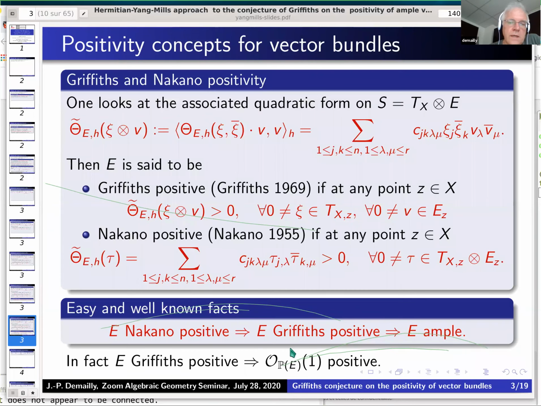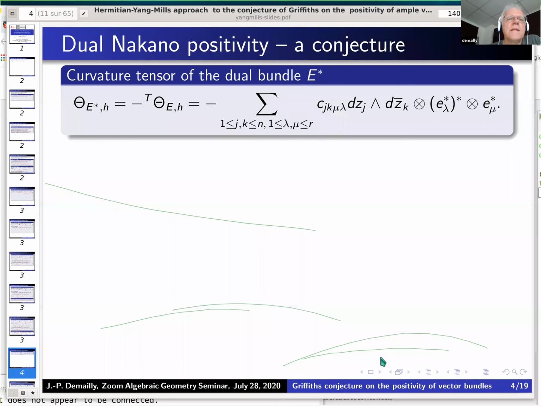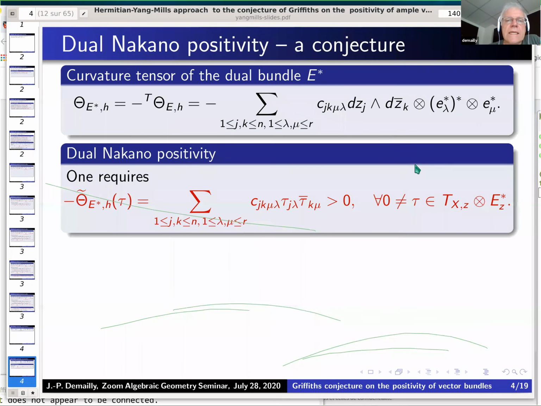Okay, and so this is just what I explained. Now you have another concept of positivity, which is dual Nakano positivity. In fact, in that case, you replace E by E star, and if you compute the curvature tensor of E star with respect to the dual metric h star, then you get minus the transpose. So what happens is that the indices lambda, mu are twisted, because you replace the frame e_lambda by e_lambda star, the dual frame. And if you take the corresponding Nakano positivity condition, it's different because precisely the indices lambda and mu have been twisted. And now, if you require this to be strictly positive, you get another positivity concept, which I call here dual Nakano positivity.